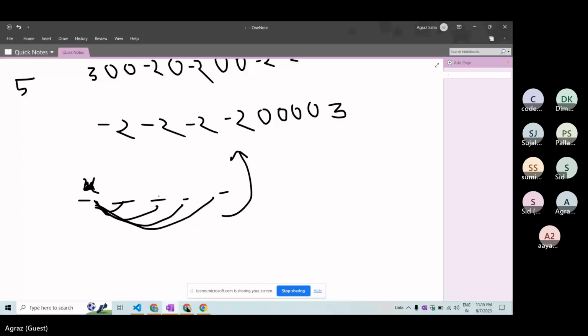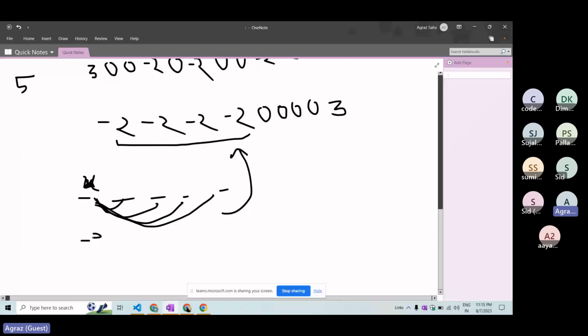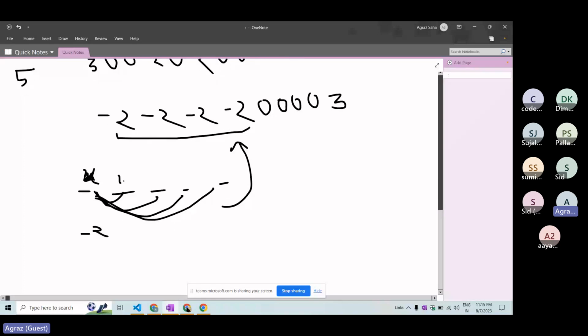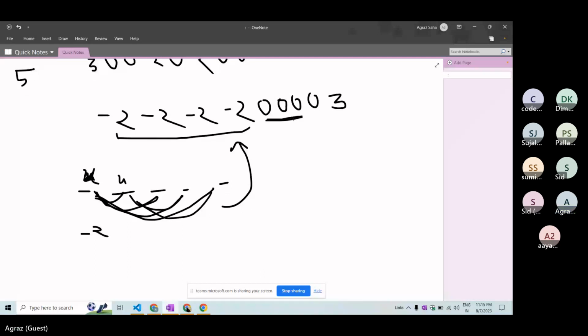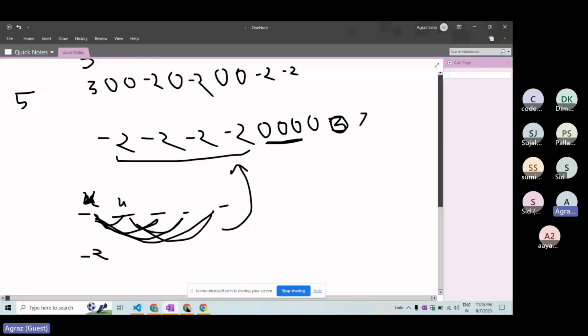So here you see -2, four -2s. So the first element will be our -2. Next, if this is some x, it will appear 3 times, of course. See, there are 3's. Yes, this is 3. So here will be 3. So the next element will be 3.